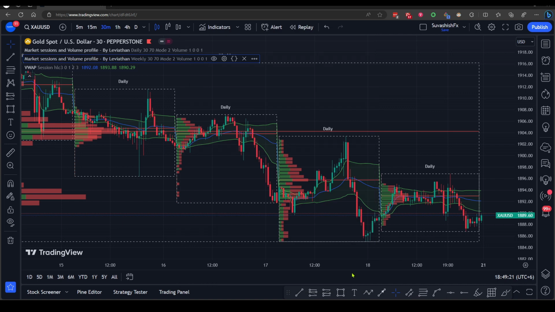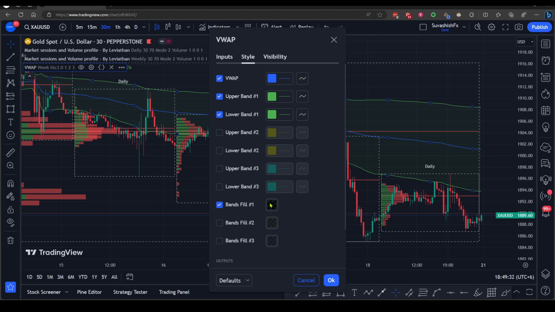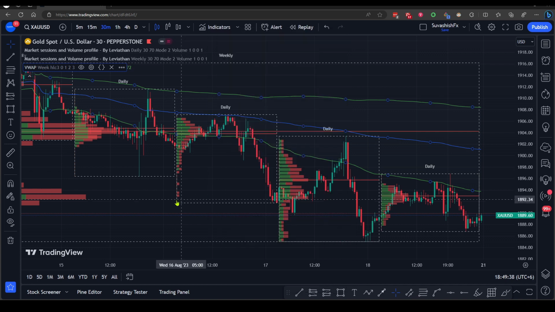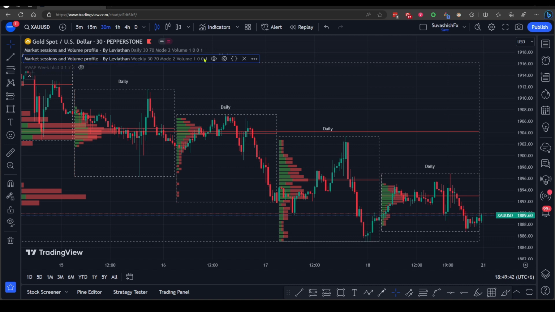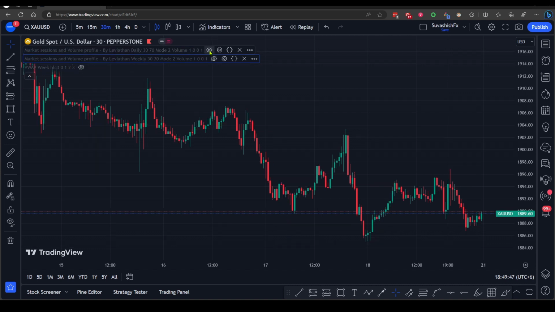Okay, then click OK. Then going to the VWAP, in session change it to weekly, go to the style, go to the bands fill, make it 3%, so it looks much nicer, and that's it. Now you can disable it and follow the rest of the video instructions. Thank you guys.